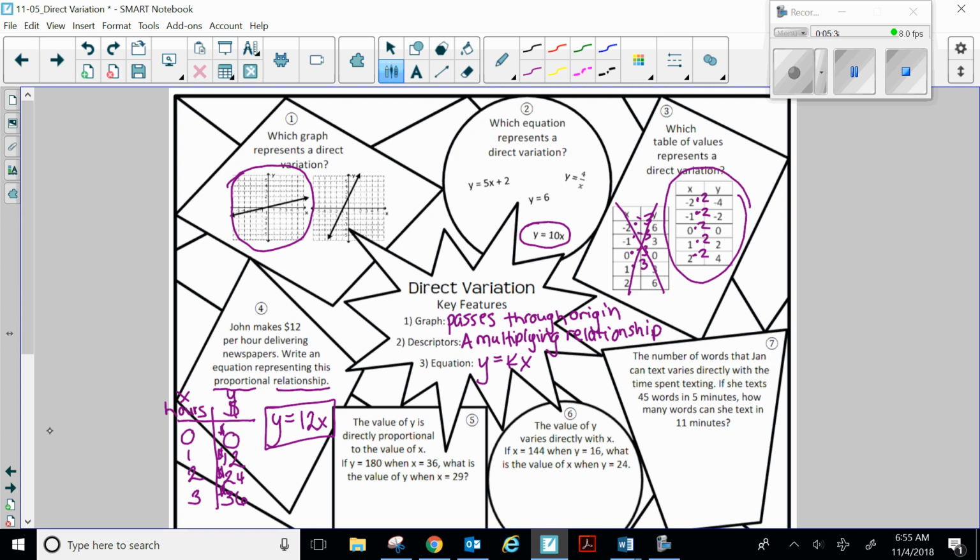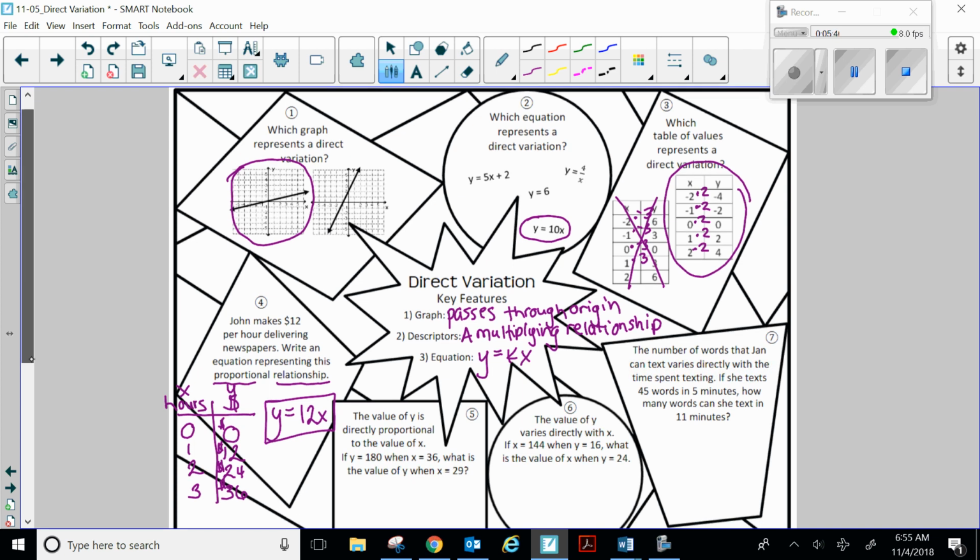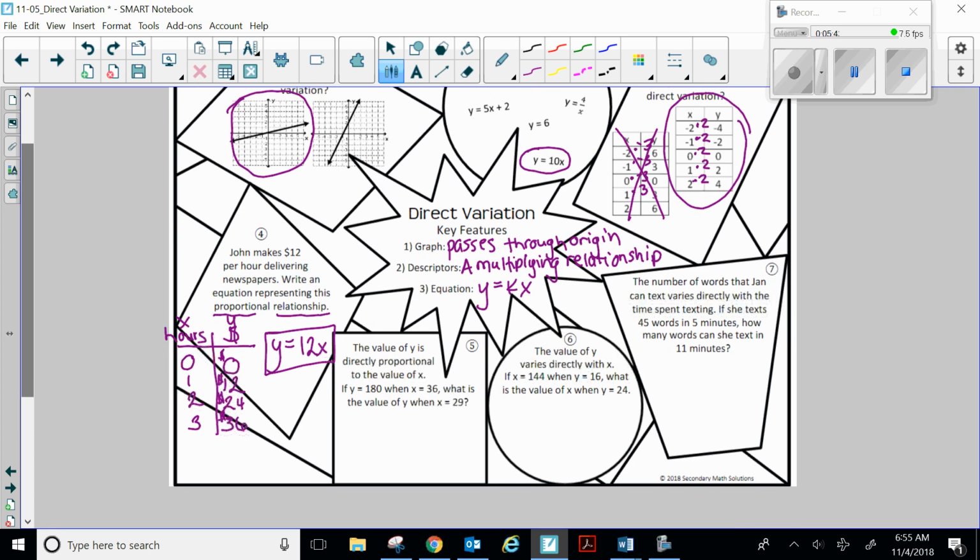Okay, looking at number 5. The value of y is directly proportional to the value of x. If y equals 180 when x equals 36, what is the value of y when x equals 29?